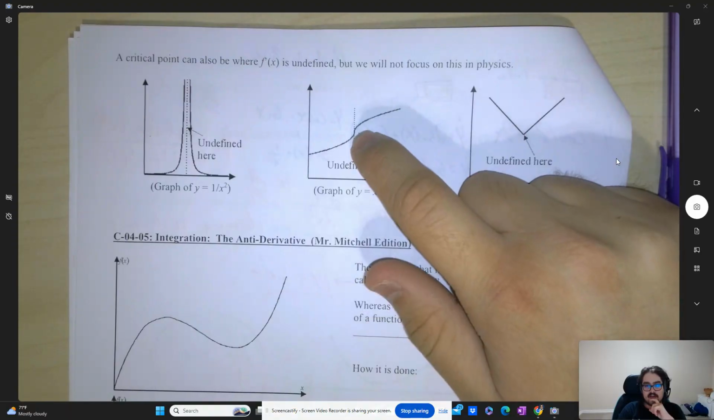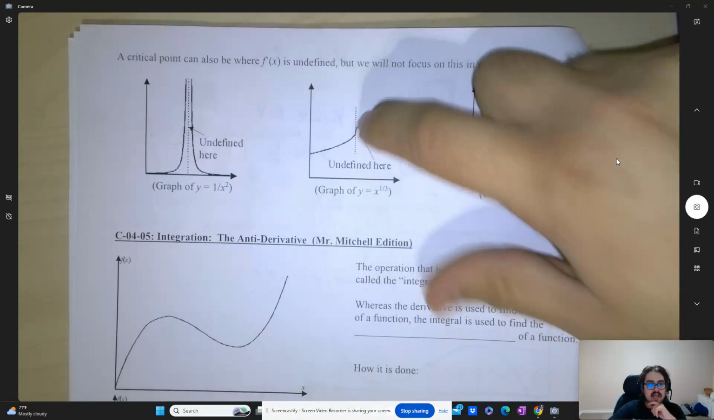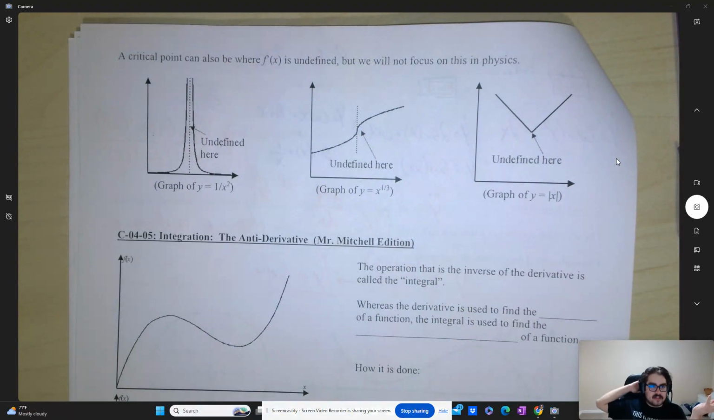If you have something like this, you might have a section of the graph that is perfectly vertical. If it's perfectly vertical, then the slope is undefined. You can't have a perfectly vertical slope. There's no real value for it. It's undefined. So you wouldn't have to worry too much about that.